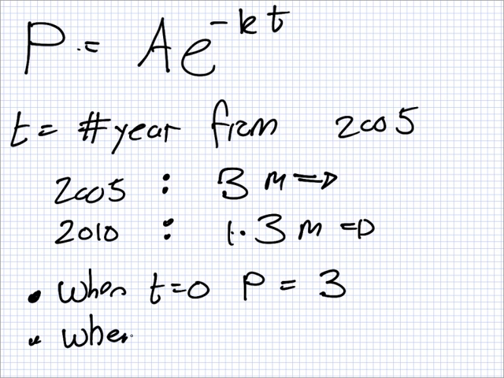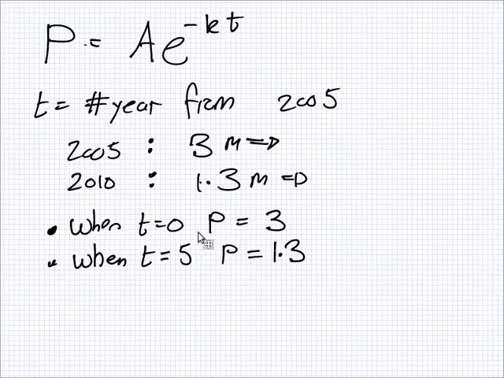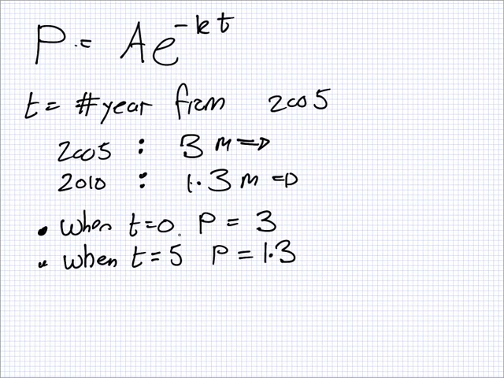Michelle, maybe you can tell me the second one. When T is, what would the T be in 2010? 2005 is 0, so it's 5. The population will be, what would it be, Ray? 1.3 million. Is that okay so far?